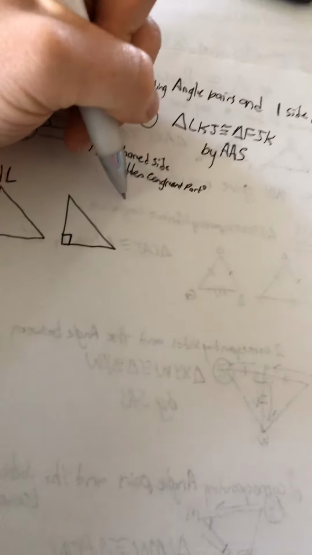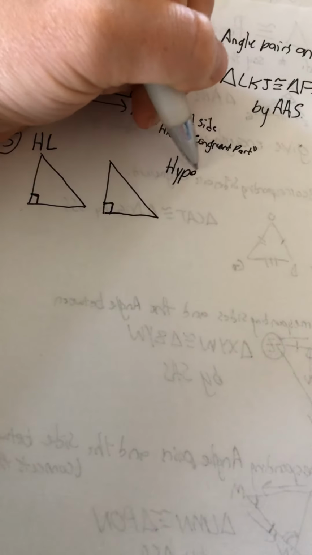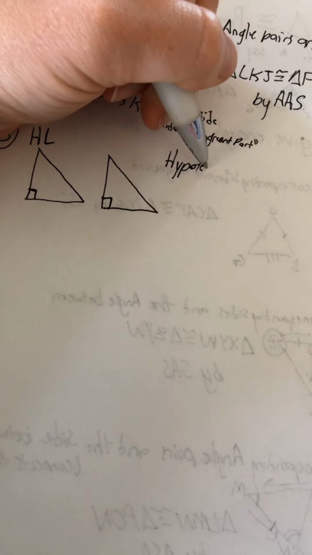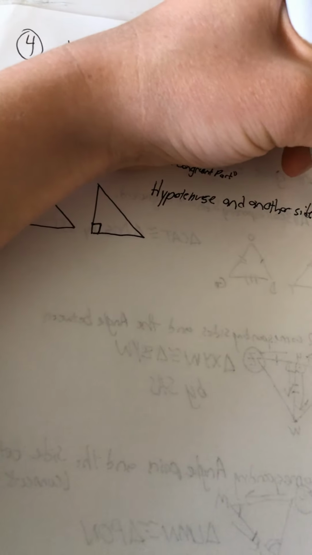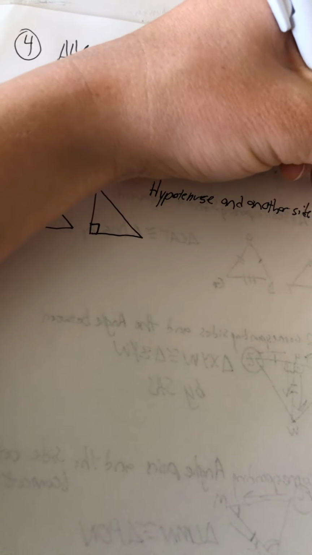Okay, so hypotenuse leg, or HL, means that we know the hypotenuse and another side correspond. Okay, so hypotenuse is always across from our right angle. So if we know the hypotenuse is congruent and we know one more side, we can say these two triangles are congruent by that. So let's go.